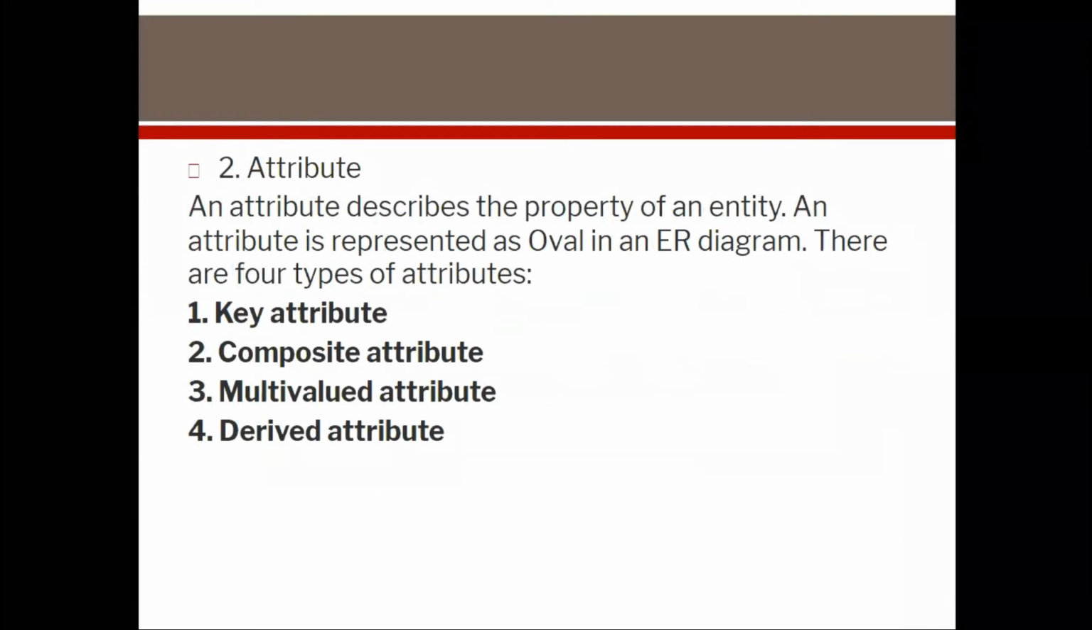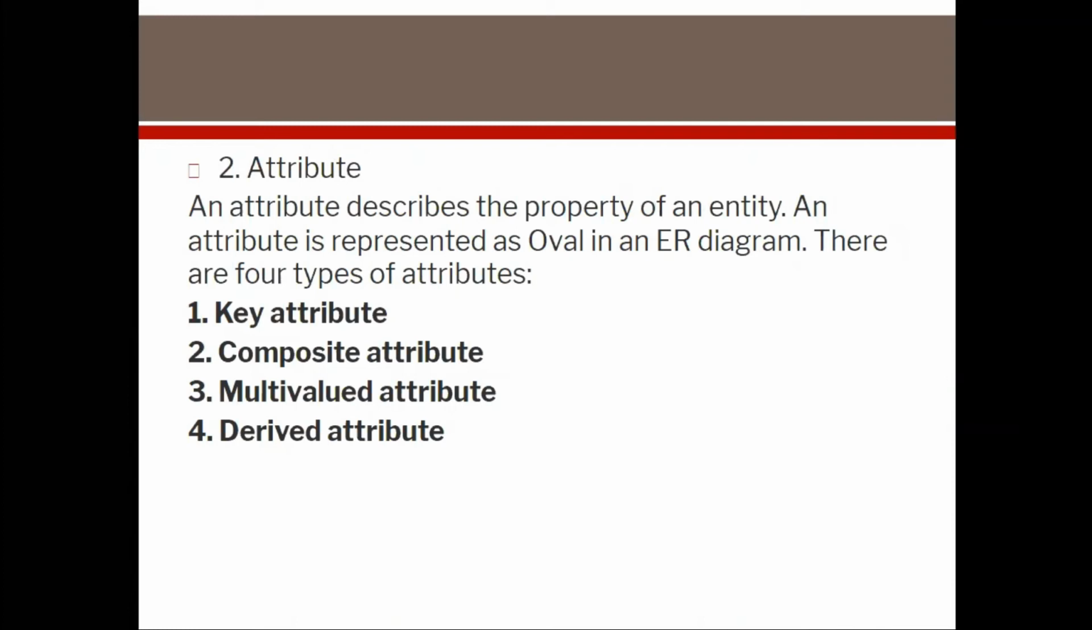Moving on to the attributes part. As I told you, there are three building blocks that we learned, which are part of your ER diagram. For a database, we learned three building blocks. The first one was entity. We learned what an entity is and what its types are.